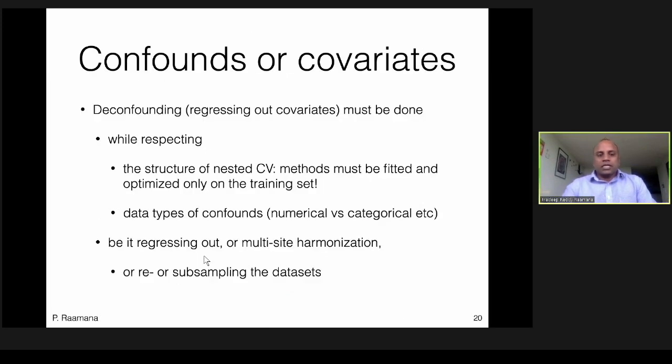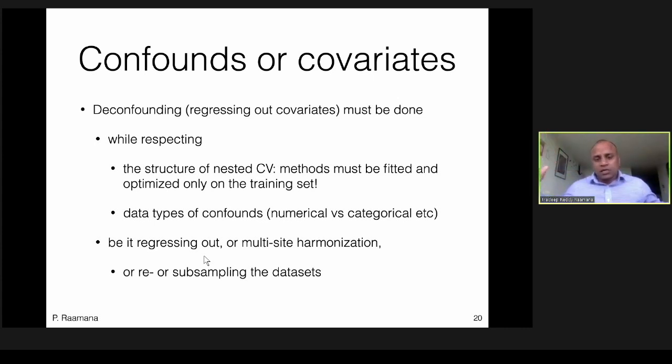So another important aspect of cross-validation is how you handle confounds or covariates. They're often used interchangeably. The important aspect is if you have confounds in your study, you must take care of them, as in regress them out or augment them or whatever you choose, while respecting the structure of the cross-validation.